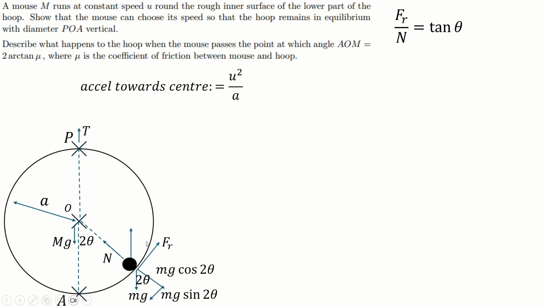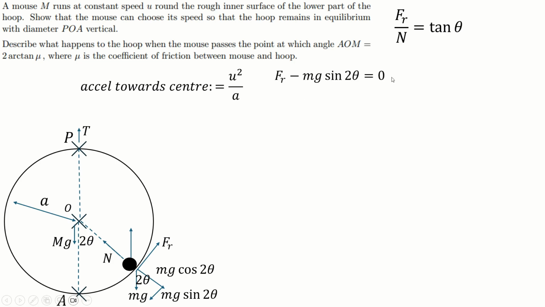So what we can set up is, firstly, if it's got its speed of u, which we know it is, then that means the acceleration towards the center is u squared over a. That's just a piece of theory that we should know. And also, of course, if its speed is constant here, then there's no acceleration horizontally speaking. Otherwise, it would be slowing down or speeding up, moving up or down the plane. So we know that FR must balance with mg sin 2θ, or one minus the other is 0.